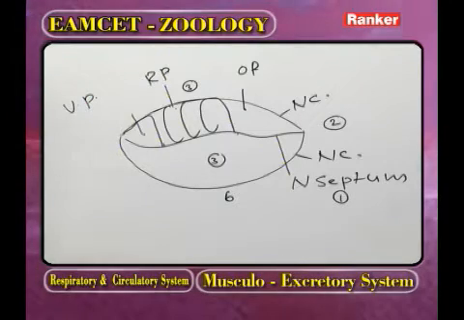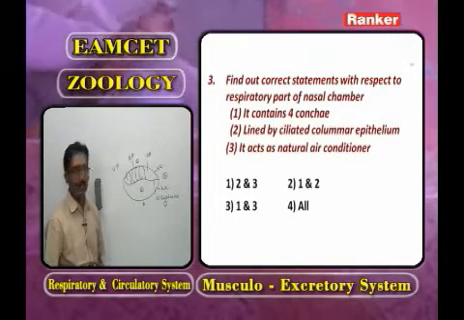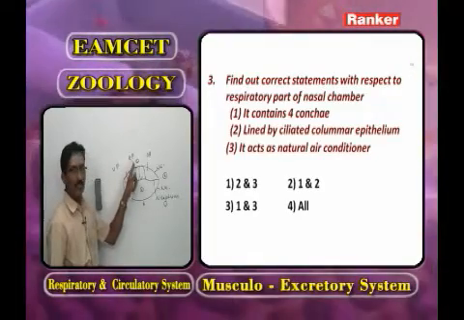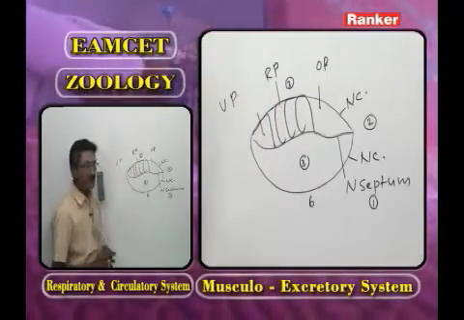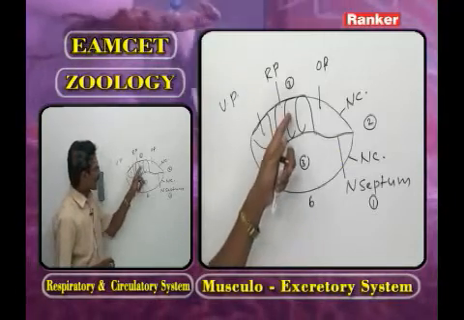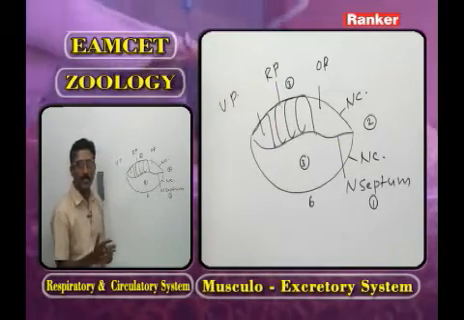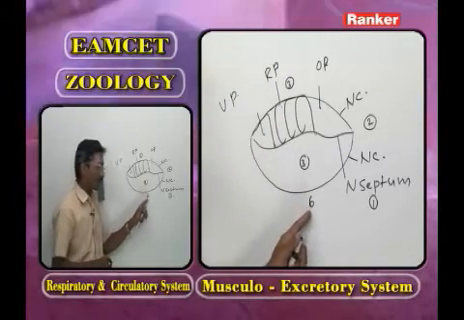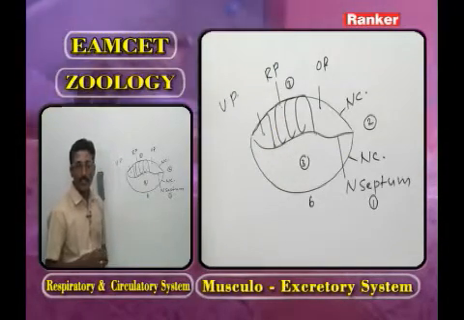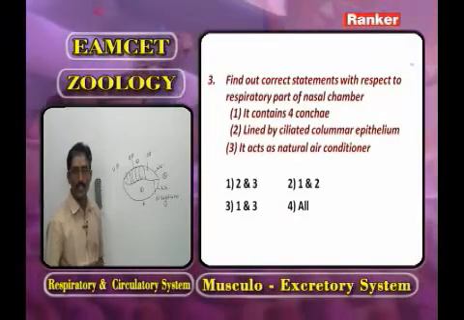Now here the first option. Find out the correct statement with respect to respiratory part. Now this is the respiratory part. The respiratory part is largest. In the respiratory part, how many concha? Concha are also called turbinals. How many conchae? 3. Total number of conchae? 6. But here what is the first statement? It contains 4 conchae. That is the wrong statement.